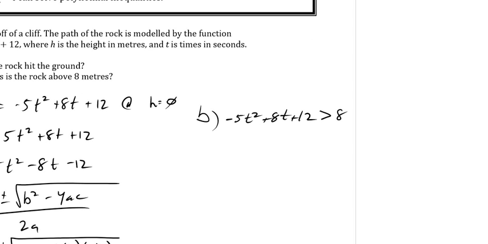So I guess what I'm actually going to do is bring everything over to the right, because that'll turn the 5t squared positive. So I'm going to get 0 greater than 5t squared plus 8t minus 4. Sorry, minus 8t. Let's see if that's factorable. It is. I got 144.